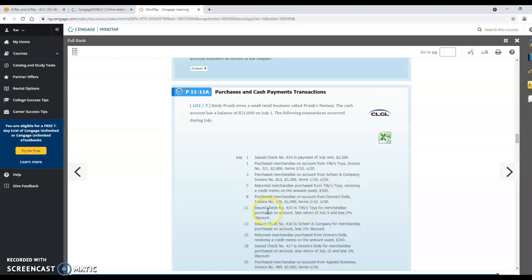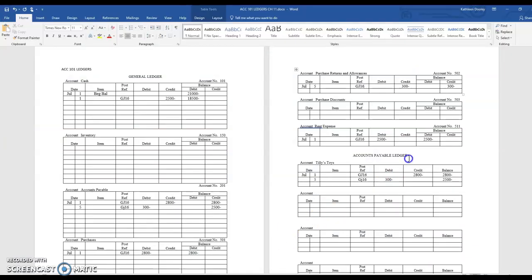So we're going to have $50 less that we have to pay. So your best bet here is to go into your accounts payable ledger, find Tilly's Toys, find what balance we owe. We owe $2,500. Calculate out your discount, which was $50. And so we're going to make our check out to Tilly's Toys for $2,500 minus $50, so that'll be $2,450 that we're going to write the check out for.